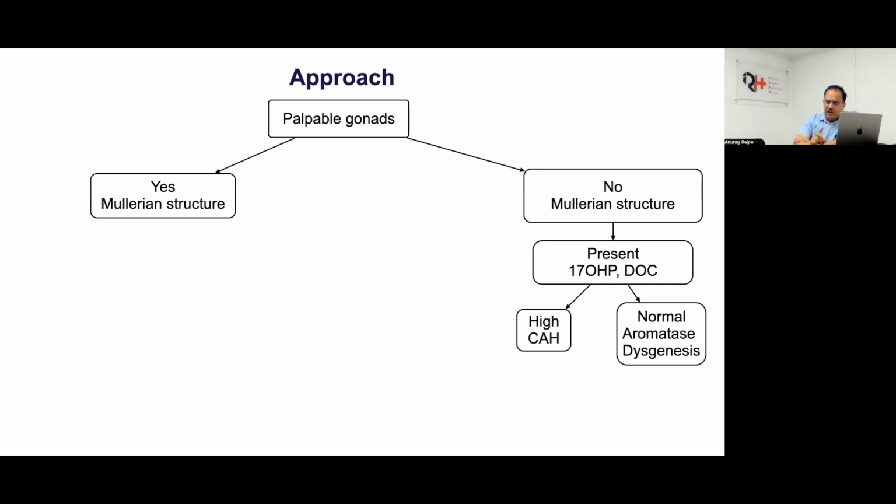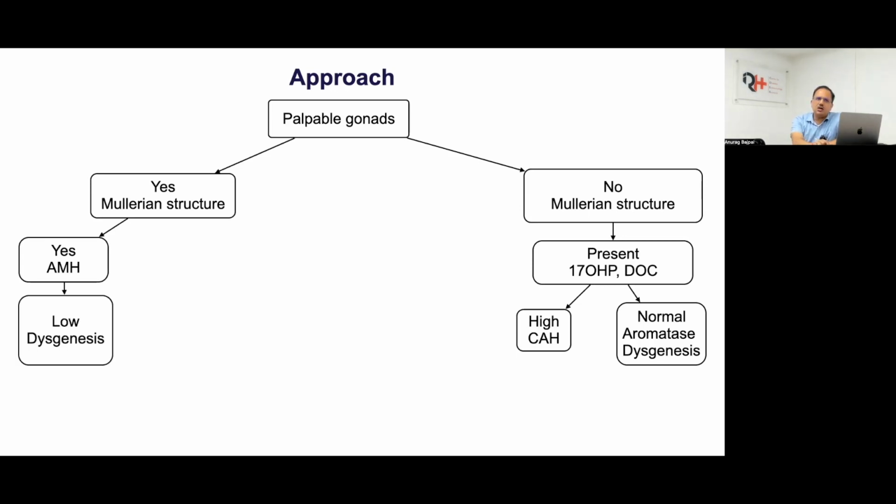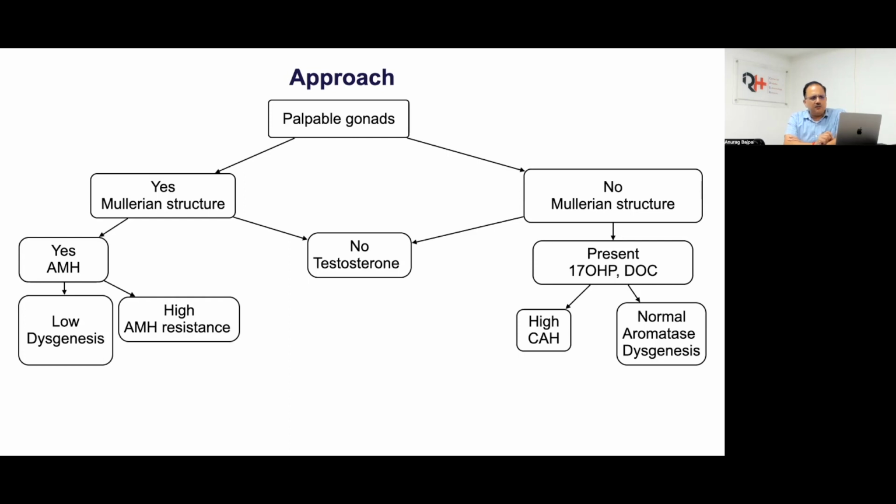If you have a palpable gonad and also a Mullerian structure, it basically means that AMH is either not there, meaning there is a dysgenesis or AMH deficiency, or it's not acting, in which case AMH is high. This will be the rarest scenario, in which you have both palpable gonads and Mullerian structure, and the AMH level will give you the clue. Now, if you have no Mullerian structure, irrespective of whether palpable gonads are there or not, you are dealing mostly with XY DSD.